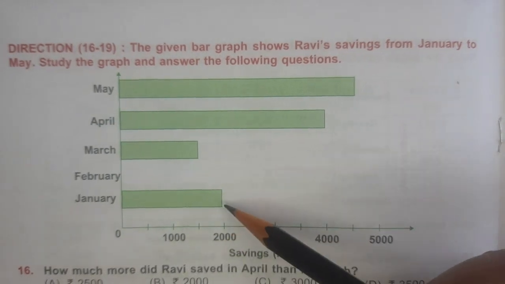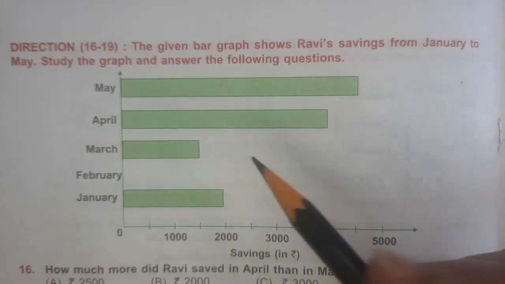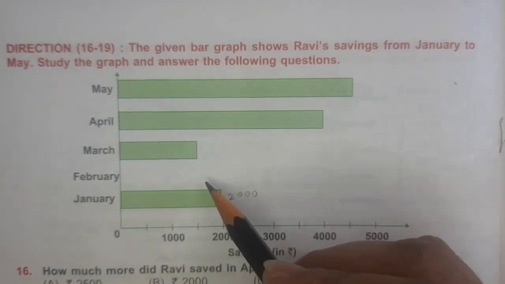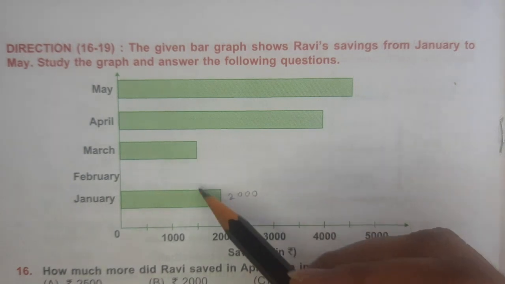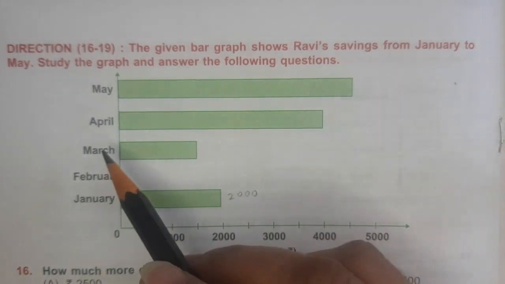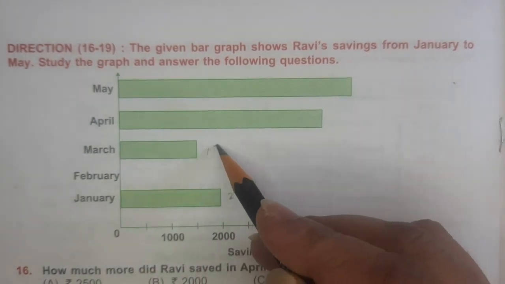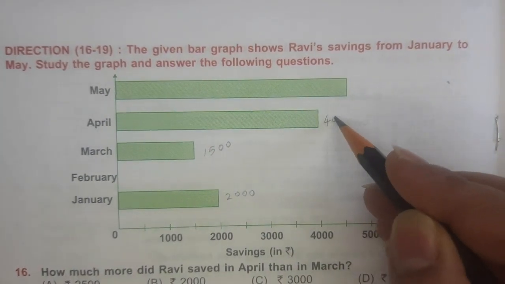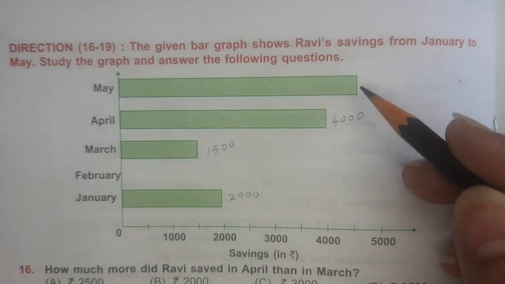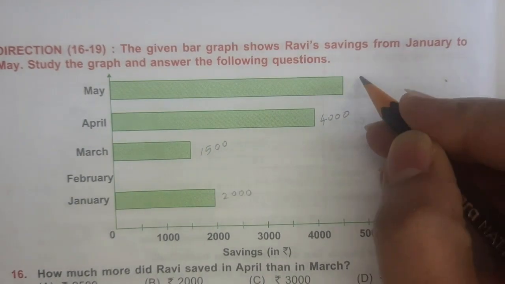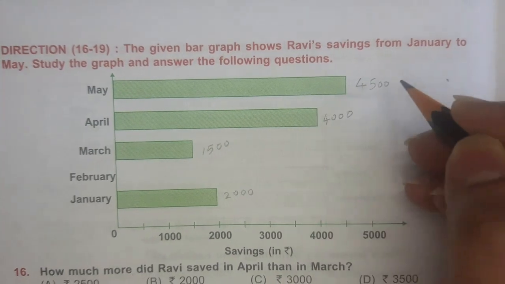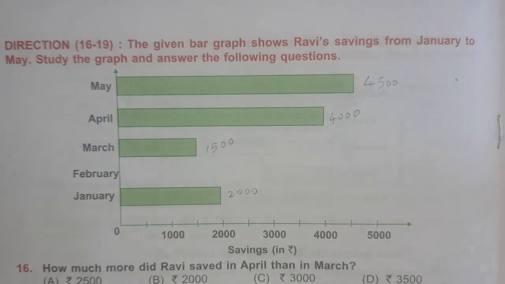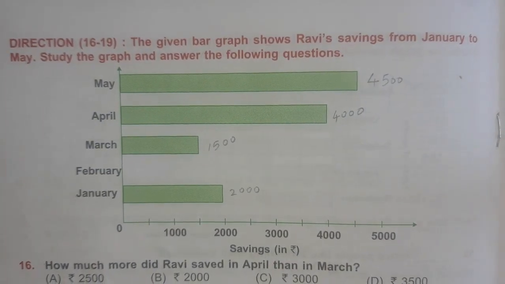In January, Ravi's savings was 2000 rupees. February is not given. March is a little less than that, which is 1500. April is 4000, and then May is 4500. So these are savings for various months. Now let us look at the questions.